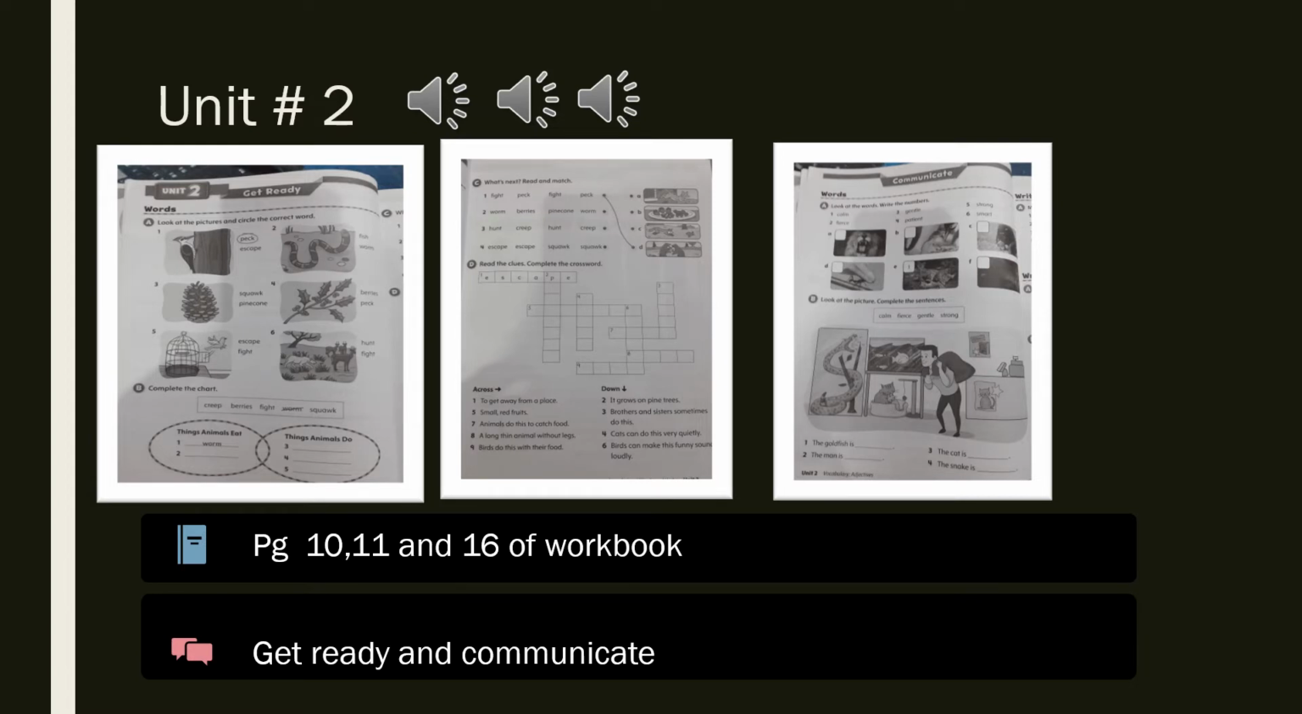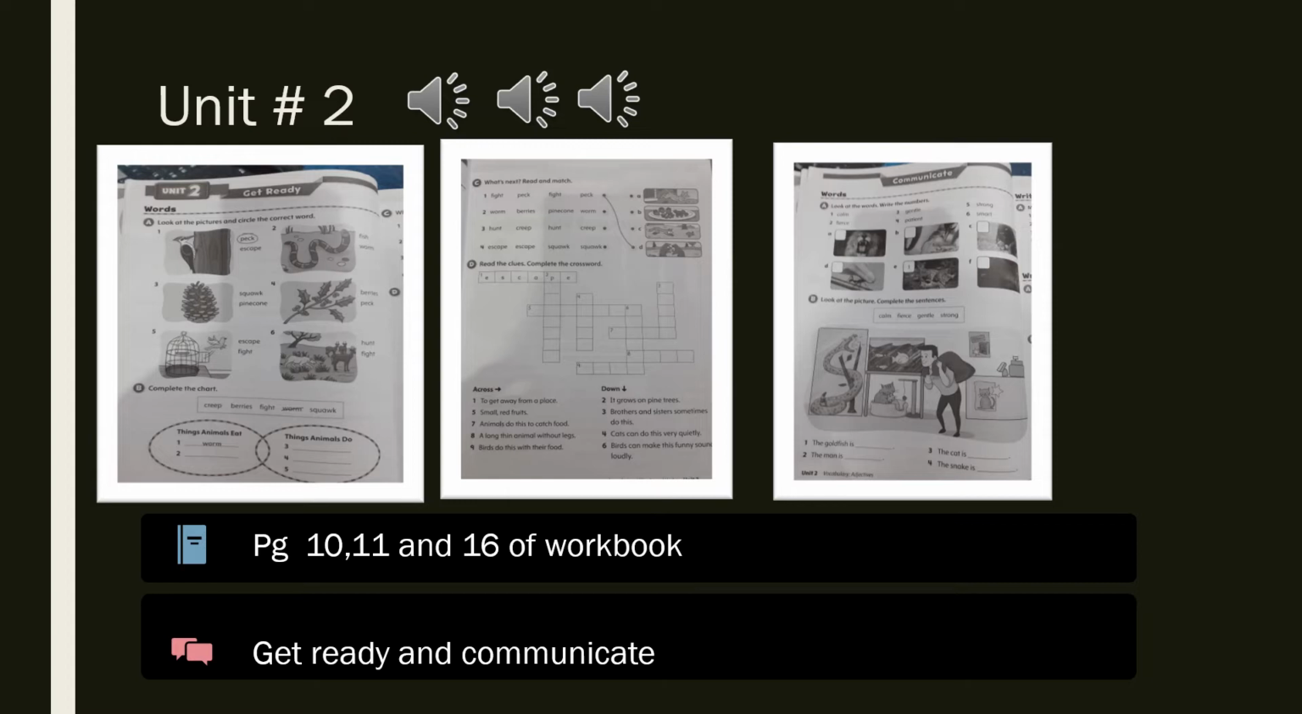Number 5, now you have to fill up number 5 in the across position. Small red fruits. Yes, berries. Fill in number 5, berries. Number 7 is animals do this to catch food. Hunt. Yes. Number 8 is a long thin animal without legs. Worm. Yes. Number 9 is birds do this with their food. Yes, peck. Now you have to fill in the down positions.